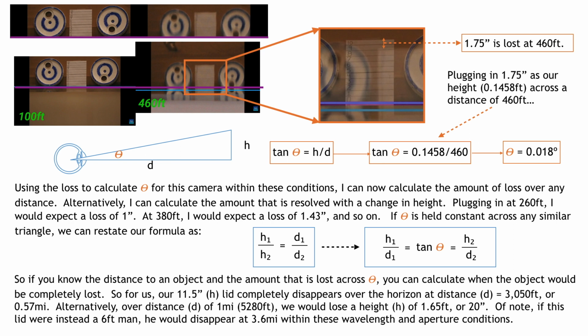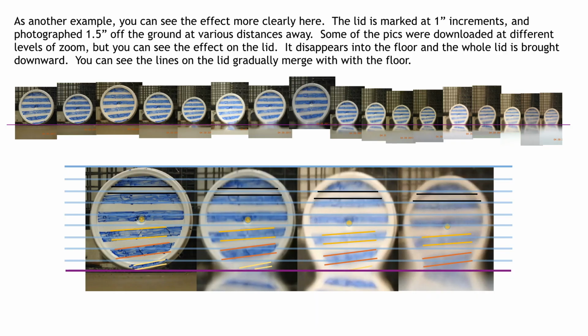Of note, if this lid were instead a 6-foot man, he would disappear completely at 3.6 miles within these particular wavelength and aperture conditions. As another example, you can see the effect more clearly here. This lid is marked at 1-inch increments and photographed 1.5 inches off the ground at various distances away. Some of the pics were downloaded at different levels of zoom, but you can see the effect on the lid. It disappears into the floor, and the whole lid is brought downward.